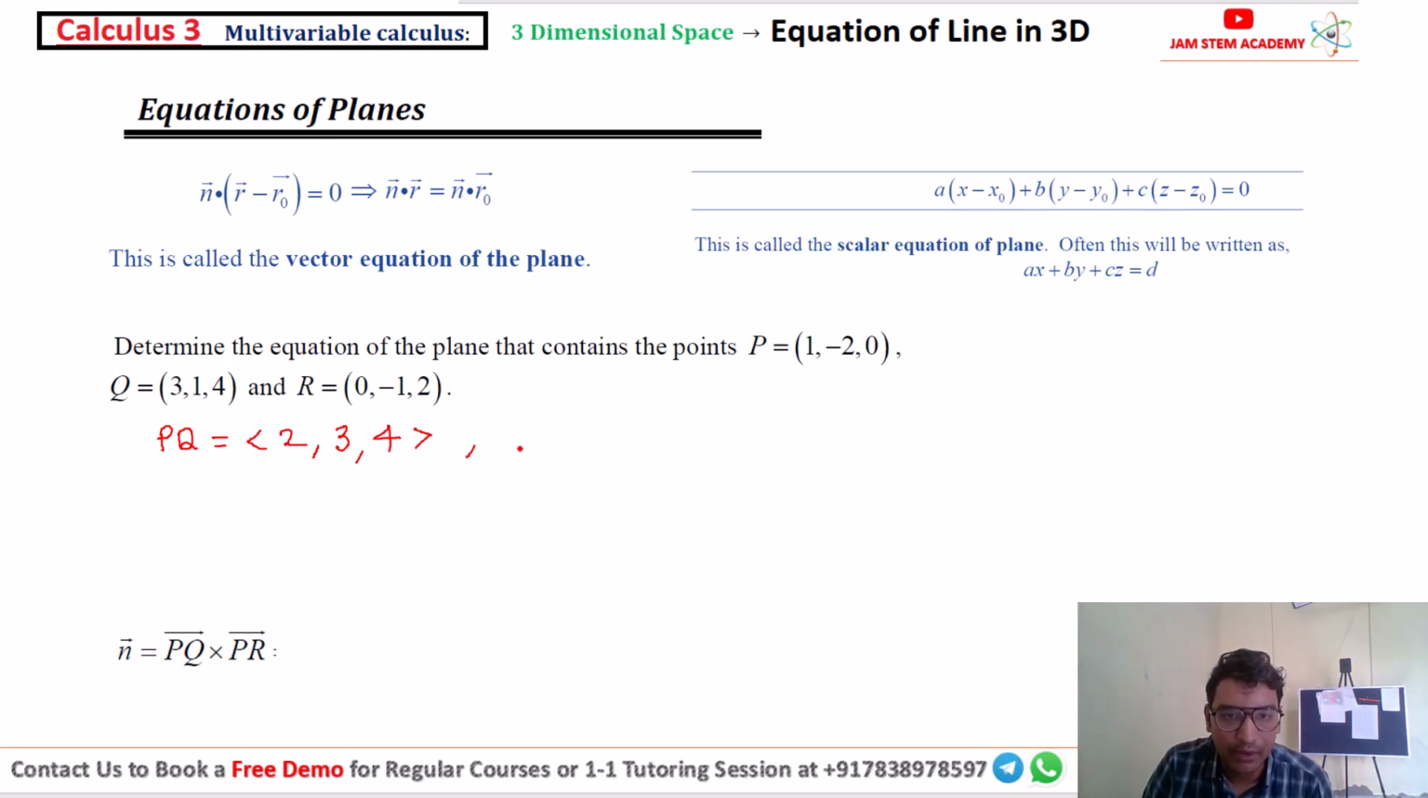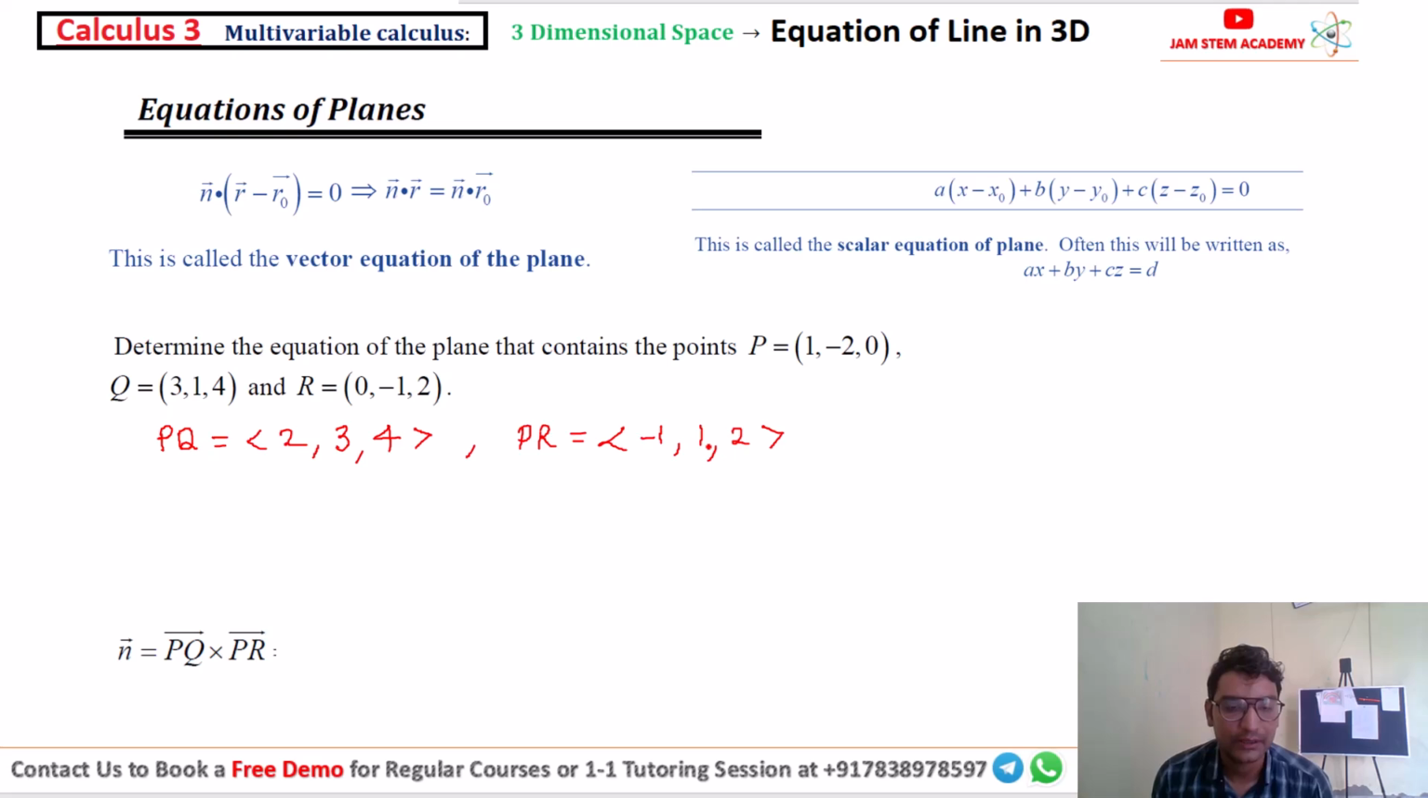Similarly, let's find PR also. For PR we have R as 0, minus 1, 2 and P as 1, minus 2, 0. Simplify it. 0 minus 1 gives minus 1. Minus 1 minus of minus 2 gives plus 1, and 2 minus 0 gives 2 only. So this is your PR vector.